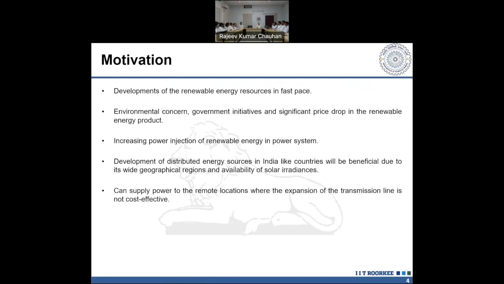We already have the grid. We have to supply. I have solar power with me. Where will I connect it? Either I will connect it on the transmission side, the distribution side, or the load side. Everywhere you will have a different voltage.